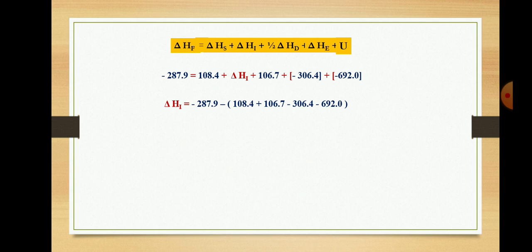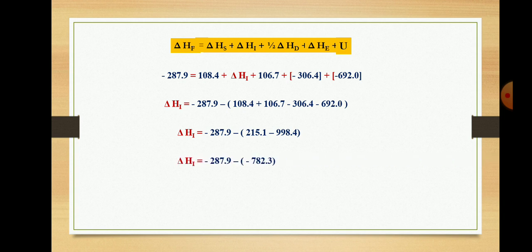We solve this equation by simple modification. Delta HI is equal to minus 287.9 minus the whole value 108.4 plus 106.7 minus 306.4 minus 692.0. We first solve this equation. Delta HI is equal to minus 287.9 minus, first we combine the plus values, which is 215.1, and then combine the minus values, which is minus 998.4. So minus minus is plus, that's why it just gets summation.